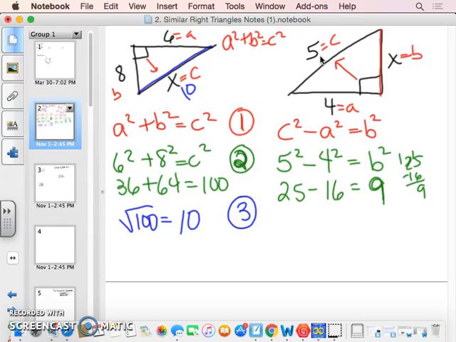And over here, the square root of 9 is step 3. The square root of 9 is 3. And so I can say that this side is 3, right here, the missing side. And I can look, I have 3, 4, and 5. So my hypotenuse is the longest side, so I've checked out.